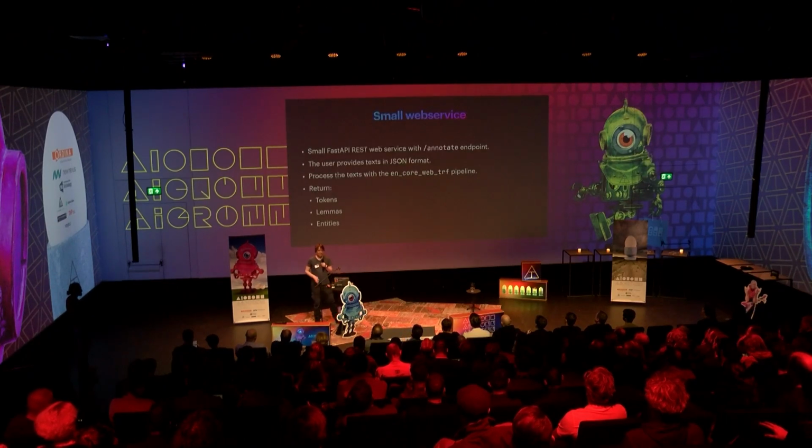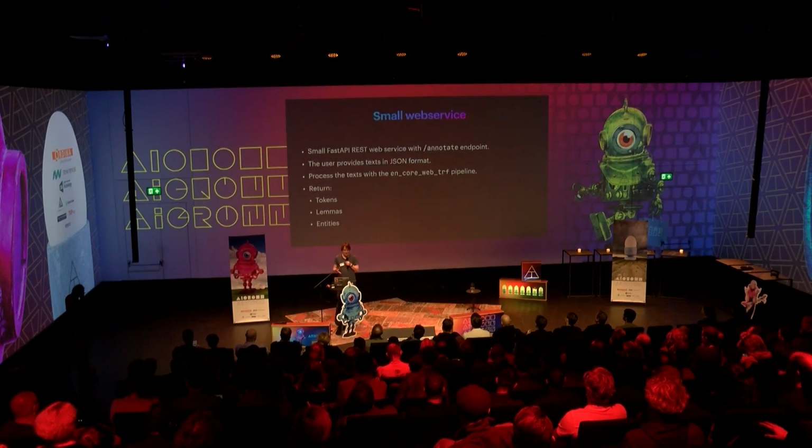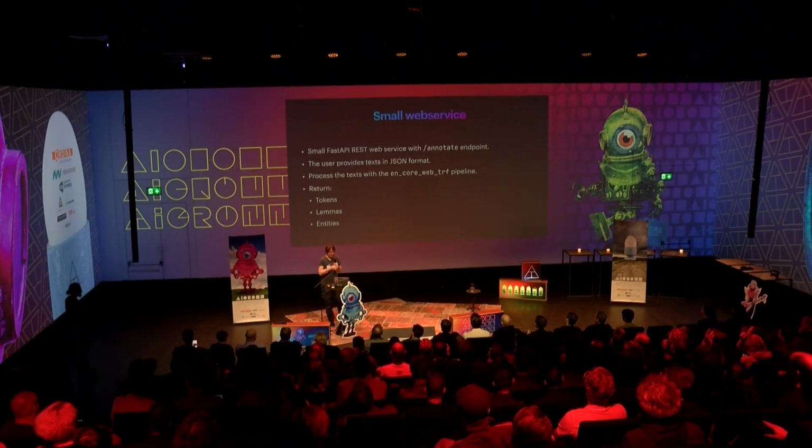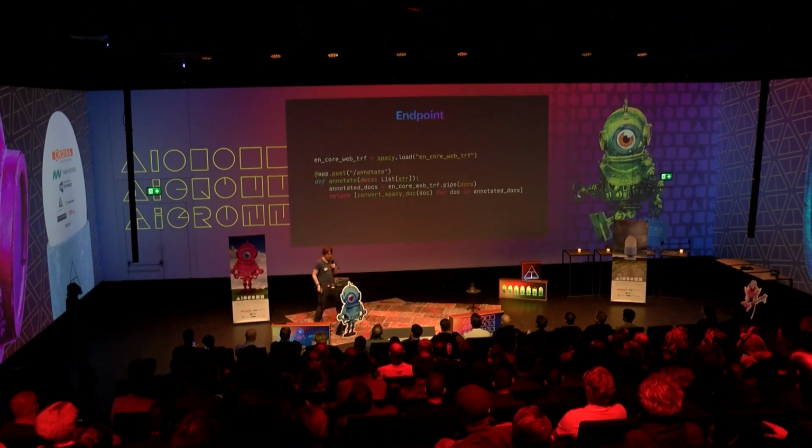So now we're going to write a very small web service that just does some inference. We use FastAPI to create a single endpoint called annotate. The user provides the data in JSON format. We process the text with this pipeline, and then return tokens, lemmas, and entities. So the endpoint is pretty simple.